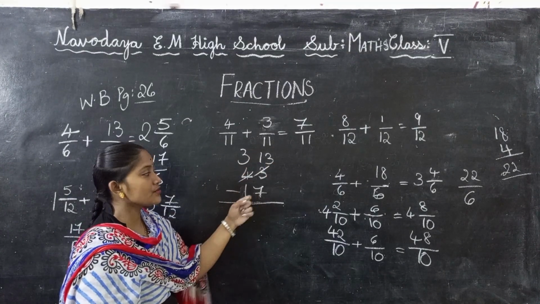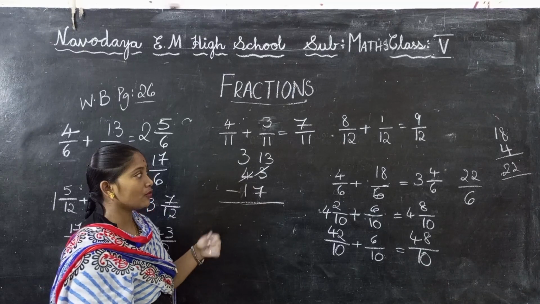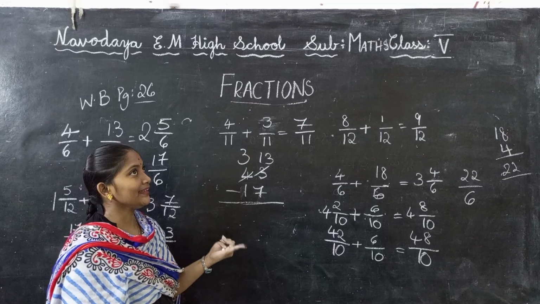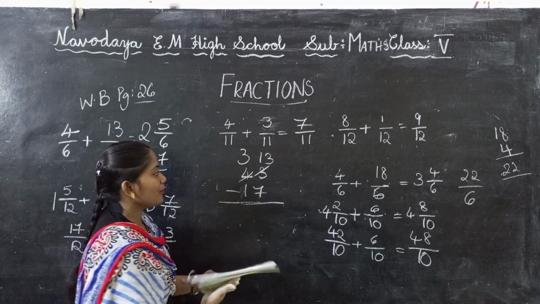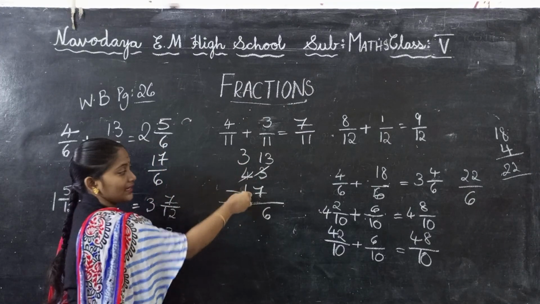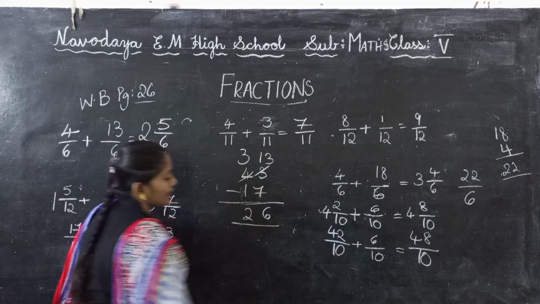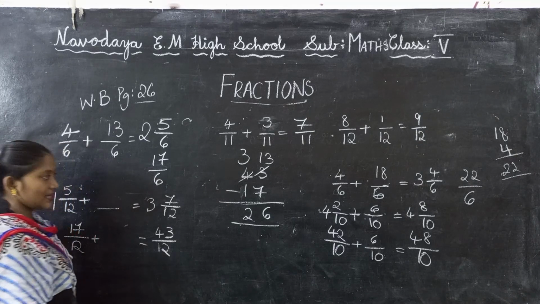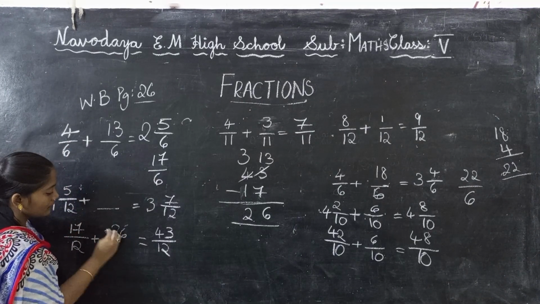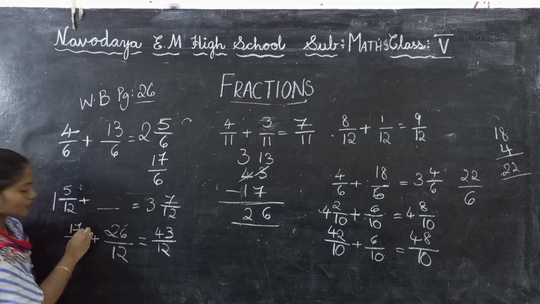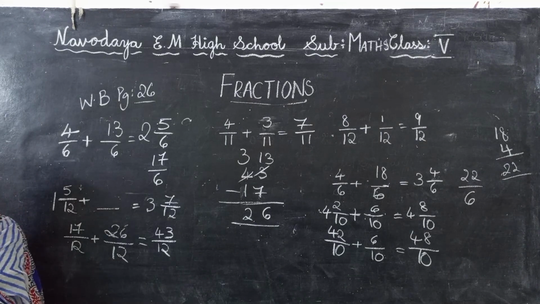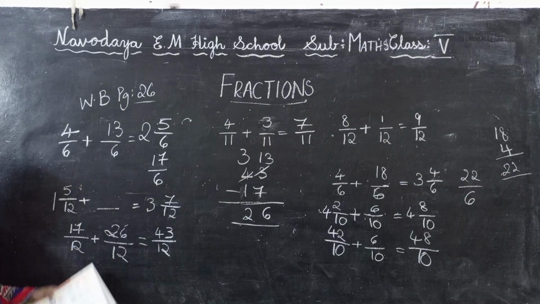From 13 to 7, we can count backwards. 12, 11, 10, 9, 8 and 7. How much? It's 6. So 3 minus 1 is 2, and the answer is 26. If I add 26 upon 12 plus 17 upon 12, it becomes 43 upon 12.